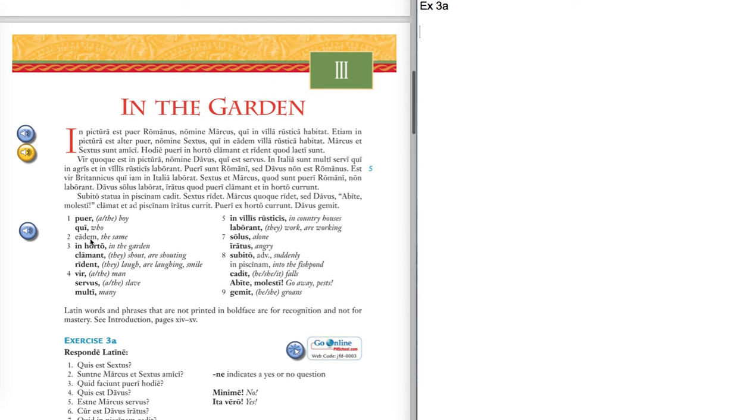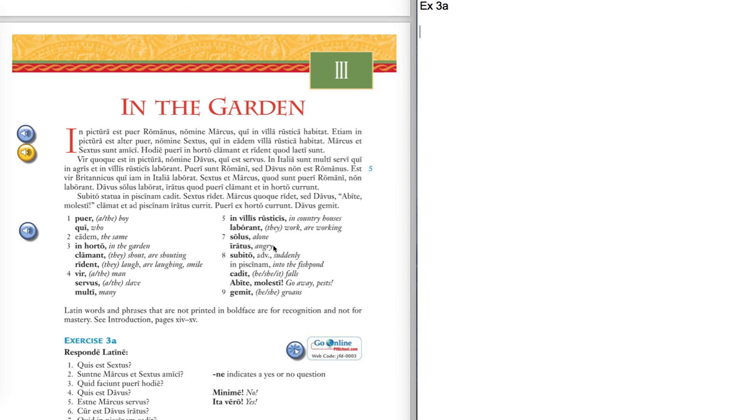You see how this word is not bolded, so you're not expected to remember the Latin word for the same, but you are expected to remember that when you see eadem, it means the same. So you memorize it one way from Latin to English, but not necessarily the other way around. Whereas all these bold words, you really should know both ways.